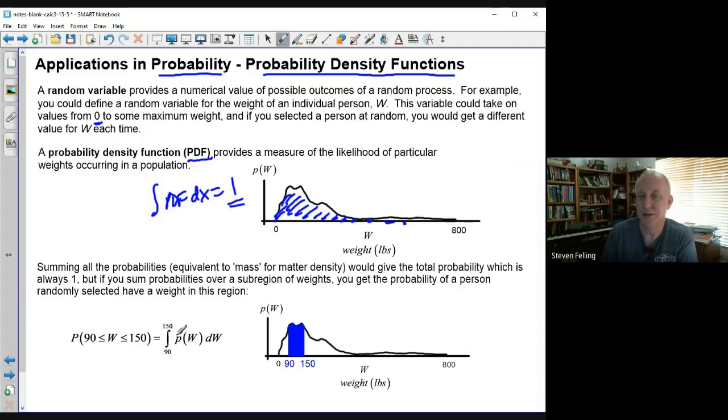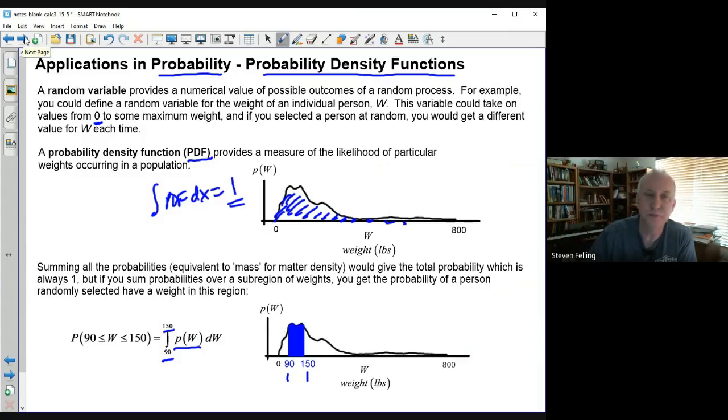But if you wanted to find, say, the probability that somebody was between 90 and 150 pounds, and you actually had such a function here, you could take the just calc 1 type integral from 90 to 150 of that and find the area under the curve, and that would give you the probability of being in this region, because that's the fraction of the total area of 100%, right? Or you could say what percentage of people weigh between 90 and 150 pounds, something like that.